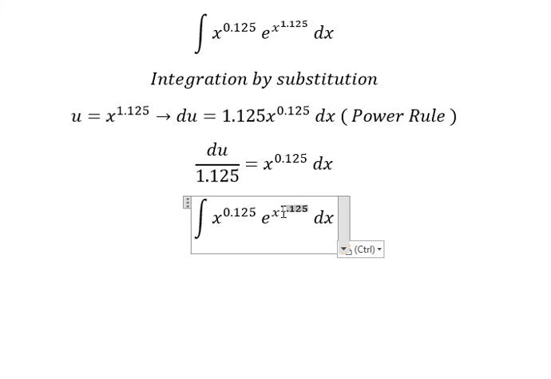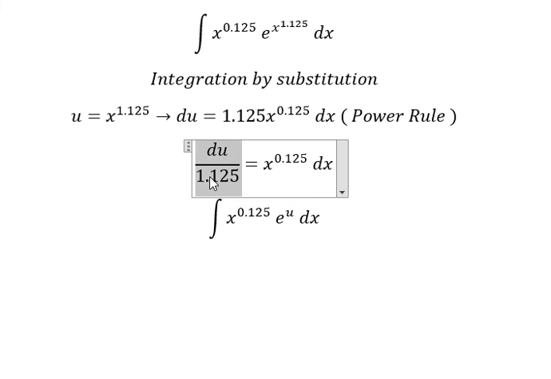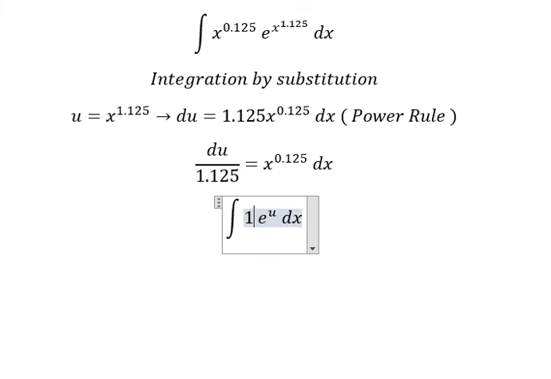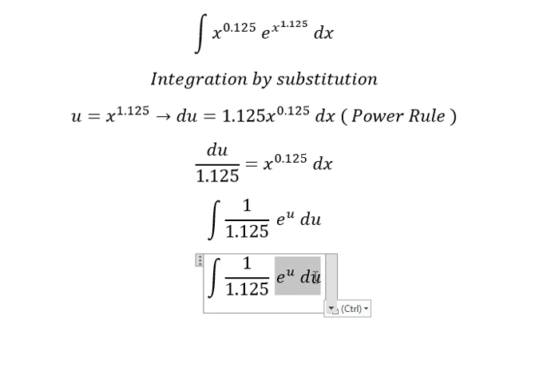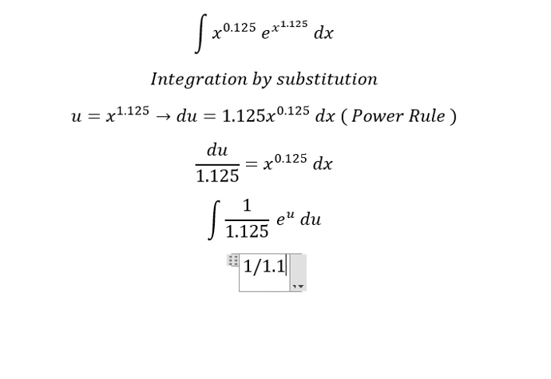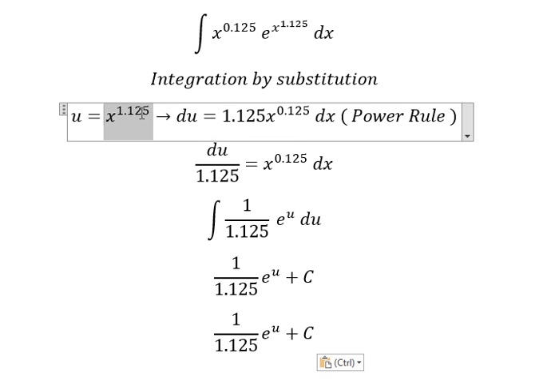So this one we change for u. This one with the s we change for this one. So the integration of this one is e to the power of u, and I will put c. For u, that is this one.